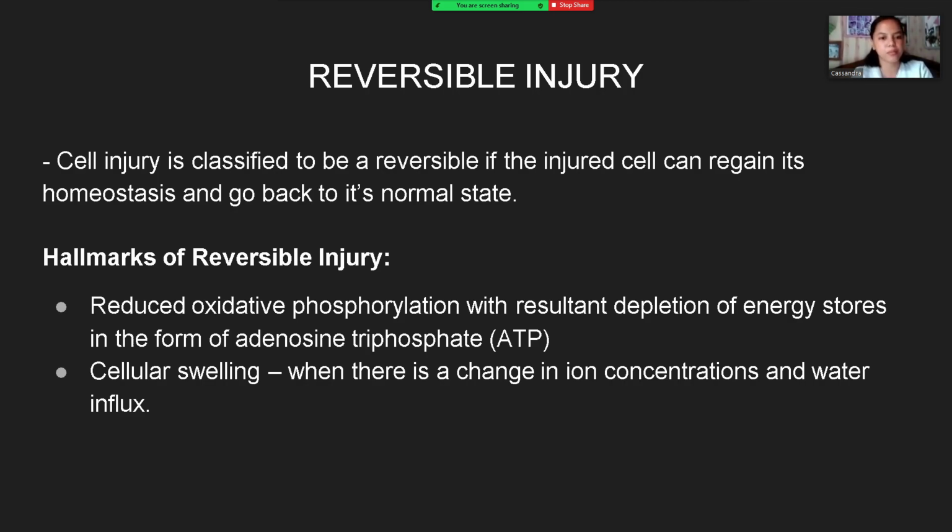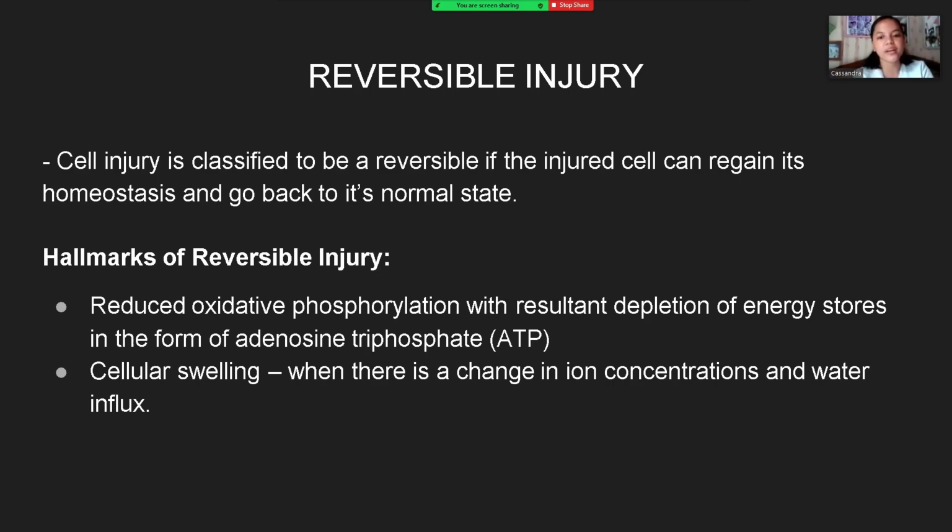Hallmarks of reversible injury: reduced oxidative phosphorylation with resultant depletion of energy stores in the form of adenosine triphosphate. When the mitochondrion doesn't take in oxygen, it cannot produce ATP. ATP is used by other cells to do their jobs. Therefore, if there is no ATP, it will result in cell damage or even death.